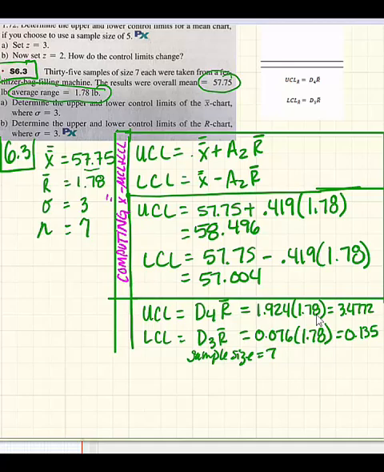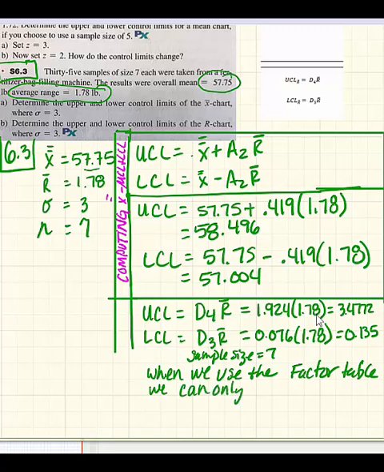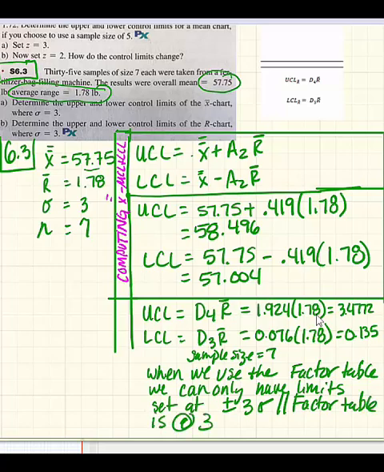So this way we don't have to convert over the population standard deviation to the sample standard deviation. This alleviates that method, makes it just a little bit easier. One restriction for this method is that it can only be done for plus or minus 3 standard deviations. So when we use the factor table, we can only have limits set at plus or minus 3 standard deviations, because the factor table is at 3 standard deviations.